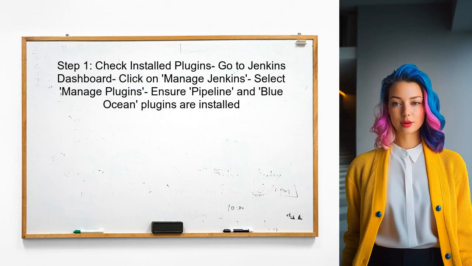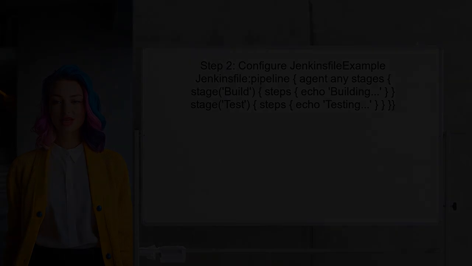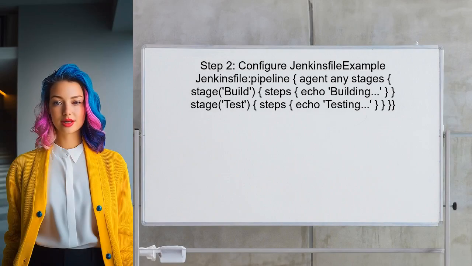To add the little blue tags to the stage view in a Jenkins pipeline, the user first needs to ensure that they have the necessary plugins installed. Specifically, the user should check for the Pipeline and Blue Ocean plugins. Next, the user should configure their Jenkins file to include the appropriate stages. Each stage can have a label that will appear as a blue tag in the stage view.